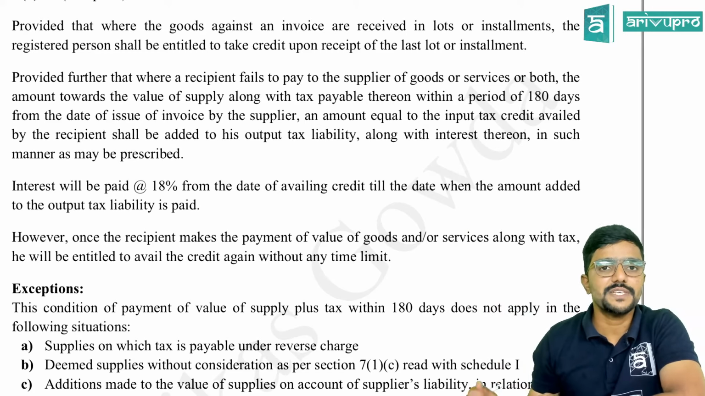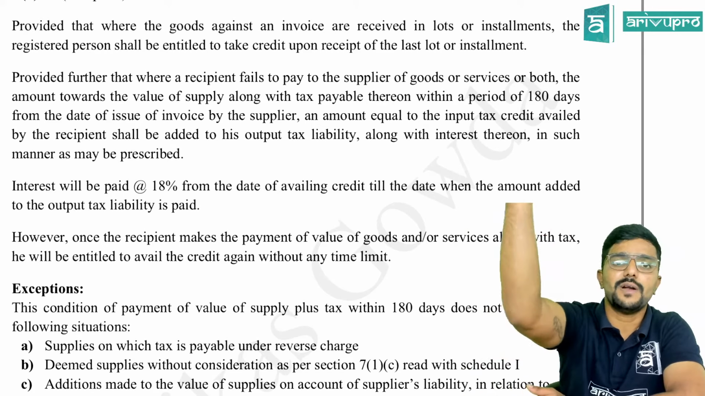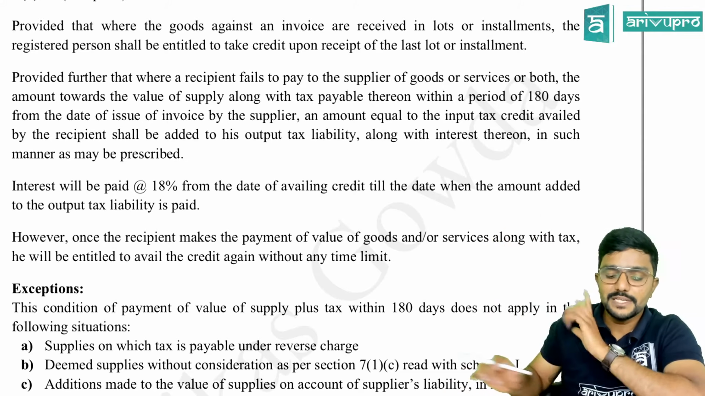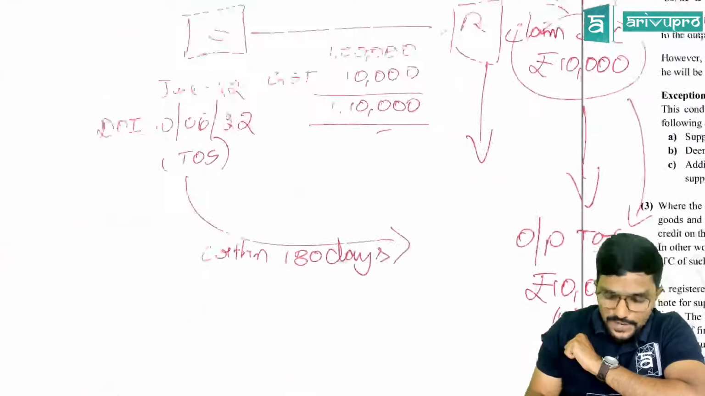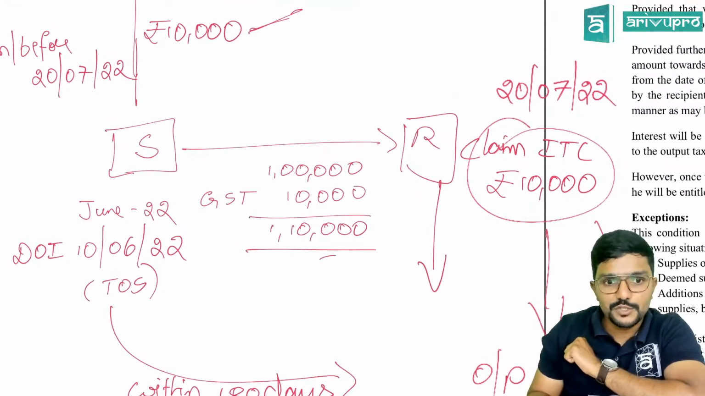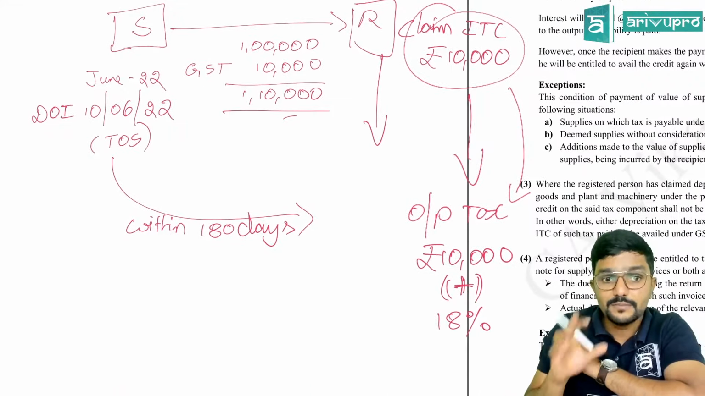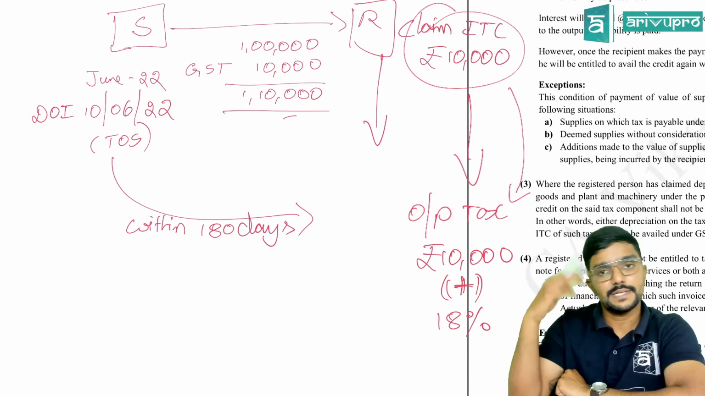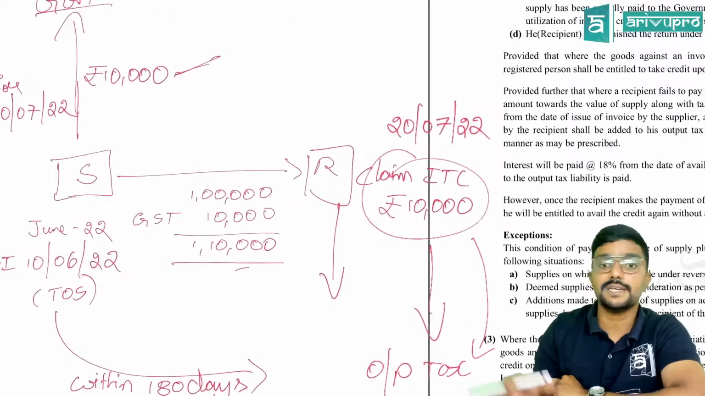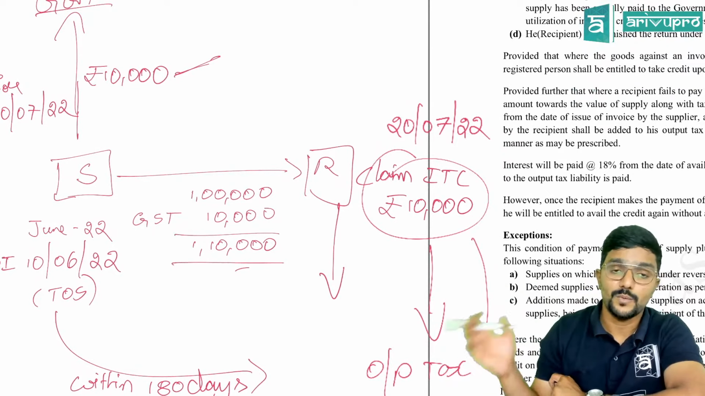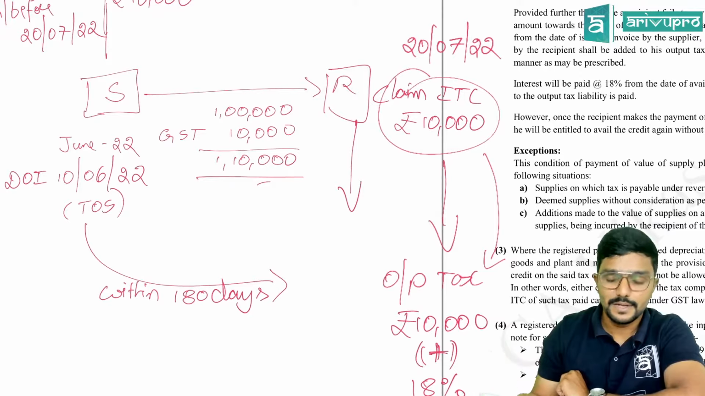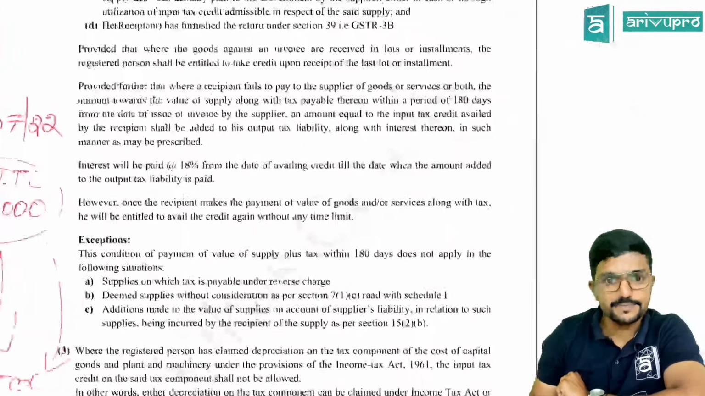On the 181st day, whatever input tax credit you have already claimed in July will be added back after 6 months. And please be careful, 180 days will not be counted from 20th July. It will be calculated from the date of issue of invoice, which is 10th June. Okay, the recipient has claimed input tax credit on 20th July, no problem. 180 days will be counted from the date of issue of invoice. Clear? Yes, sir.